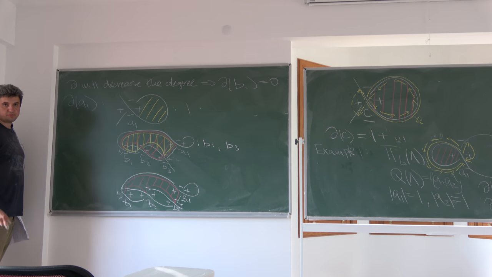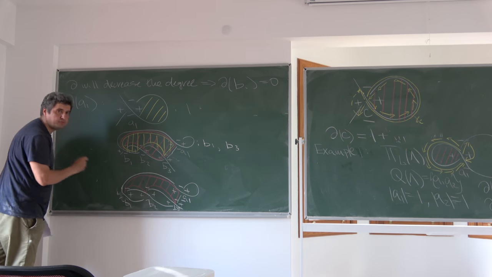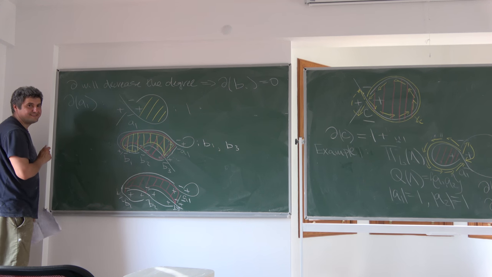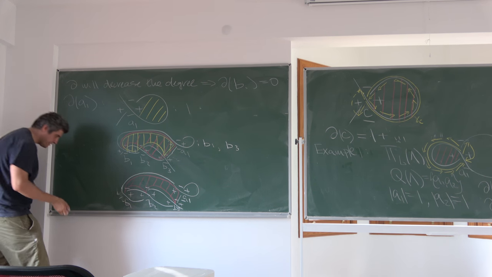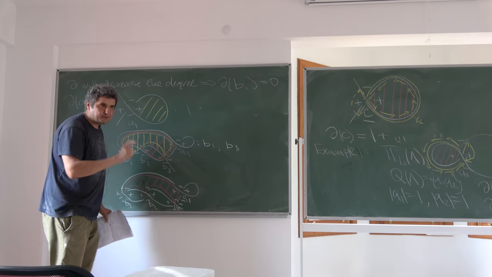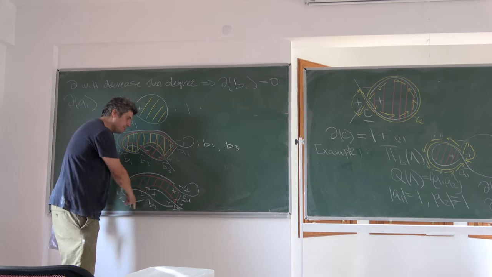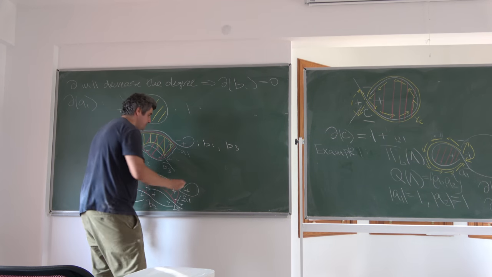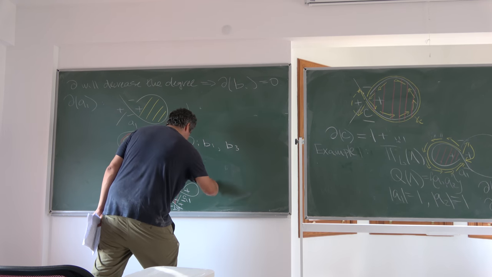And what will be the contribution? Will it be B3, B2, B1, or B1, B2, B3? B1, B2, B3. Why? Because we are going counterclockwise. Because you know we are having non-commutative algebra. So if you make a mistake and tell me that we have B2, B3, B2, B1, then our answers will be different a priori. So the contribution will be B1, B2, B3.